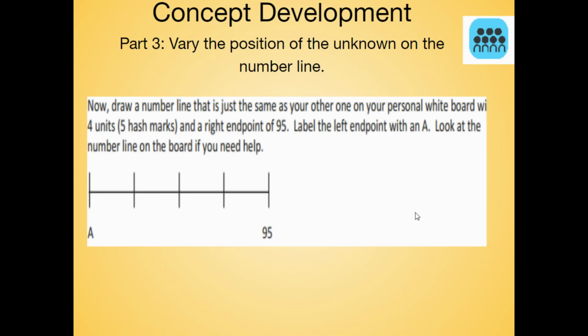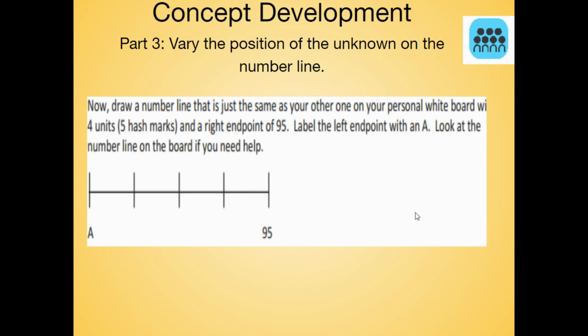All right, so now let's look at this last one. Now draw a number line that is just the same as the other one on your paper or your whiteboard with 4 units or 5 hash marks and a right end mark of 95. So this time you're going to put 95 on the end, and then the other left end point will be A. Look at the number line here. So draw one, pause the video if you need to.